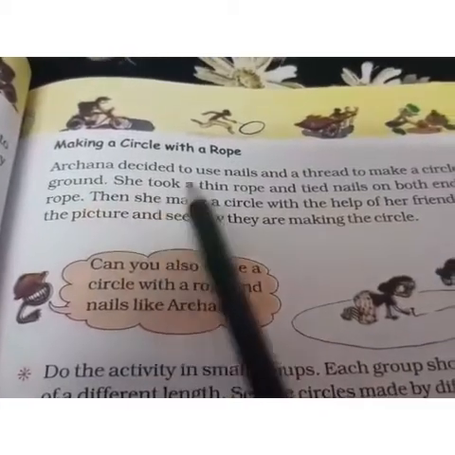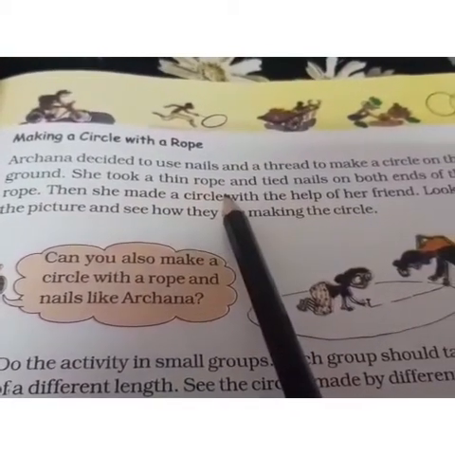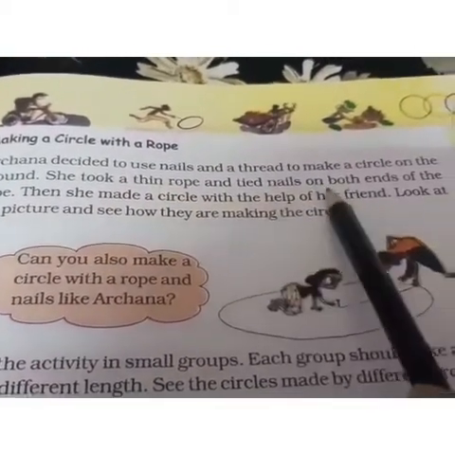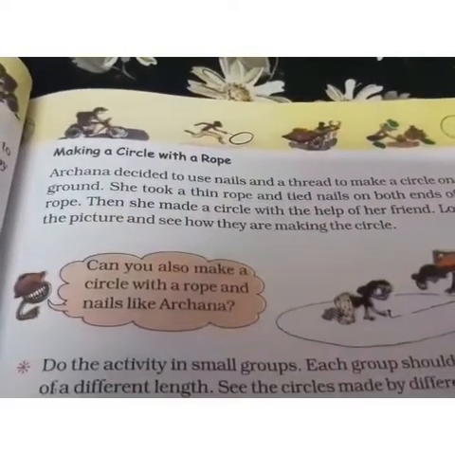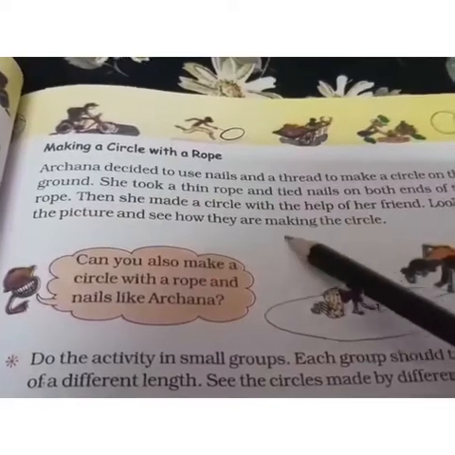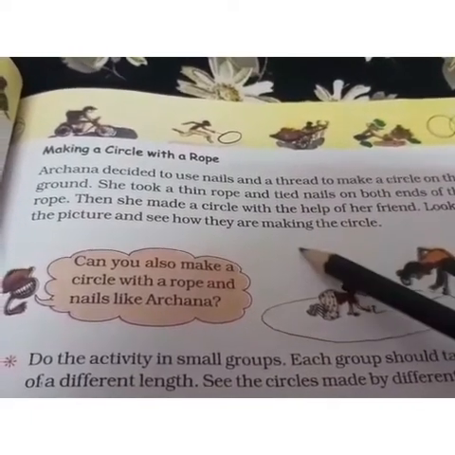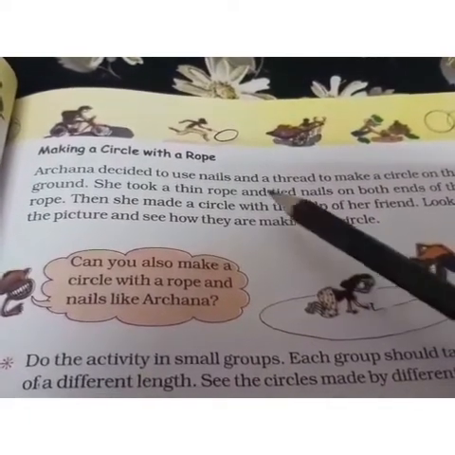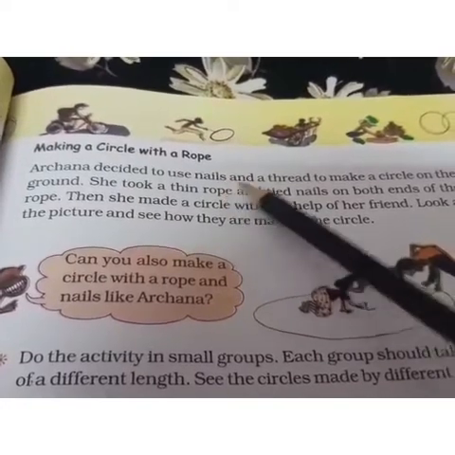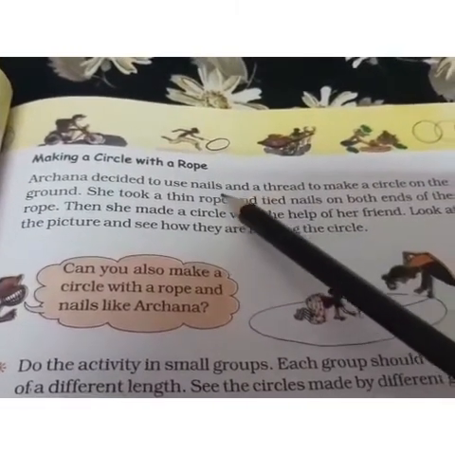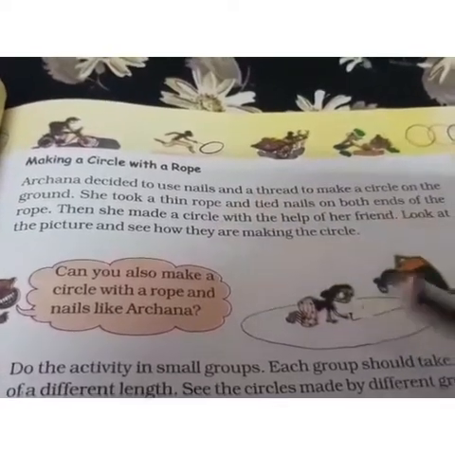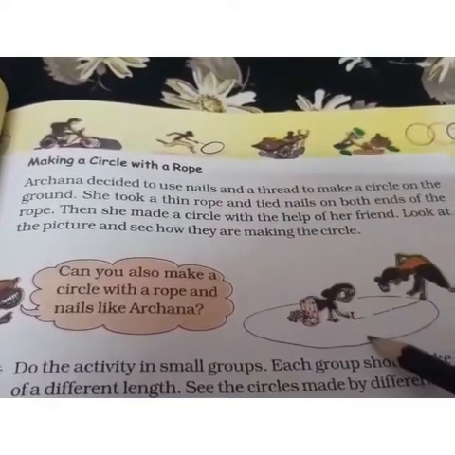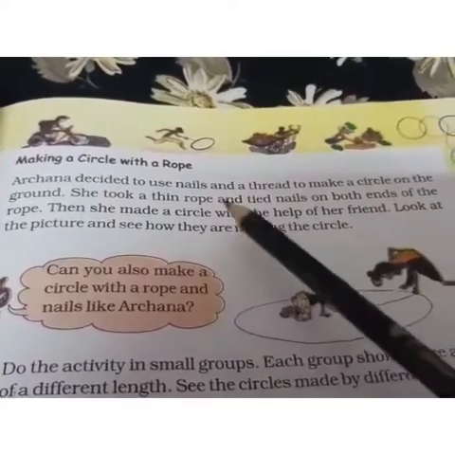Archana decided to use nails and a thread to make a circle on the ground. When she tried to make the circle with the help of a stick, it was not coming out properly. Now Archana thought of making a circle with the help of nails and the thread. That means at one end the thread has to be tied with the nail, and with the other hand, you can see this, they are making the circle.